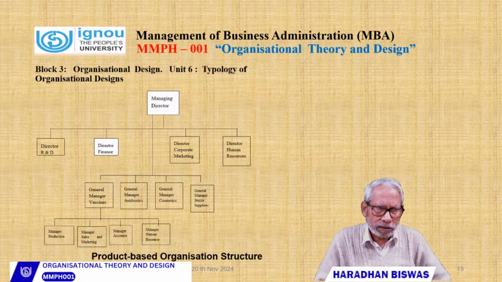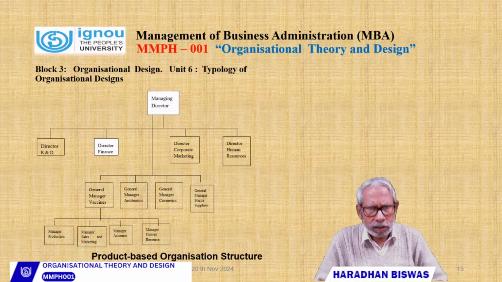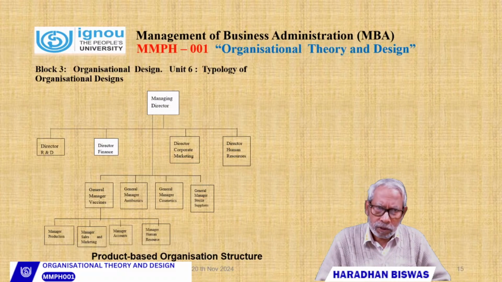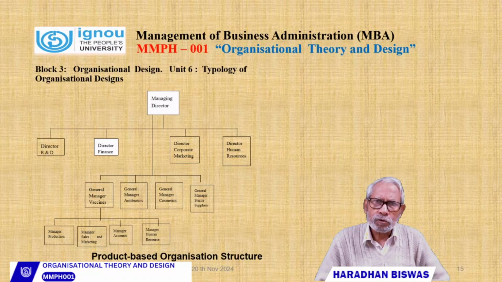Now see another type of design. This is the managing director, then your director of R&D, then director of finance, director of corporate marketing. There are so many directors. They are ultimately reporting to the managing director, and again some other units are also reporting to the directors. So this is another layout. This is a product-based organization where different product levels are there. For every product level there are different directors. He has the responsibility to guide the juniors and take the reports.